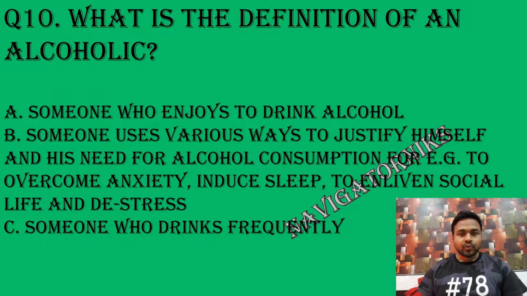Number 10. What is the definition of an alcoholic? I think this one everyone will get correct. Option A someone who enjoys to drink alcohol, B someone uses various ways to justify himself and his need for alcohol consumption, for example to overcome an anxiety, induce sleep, to enliven social life and de-stress. Option C someone who drinks frequently. And the correct option is, yes, obviously option B.